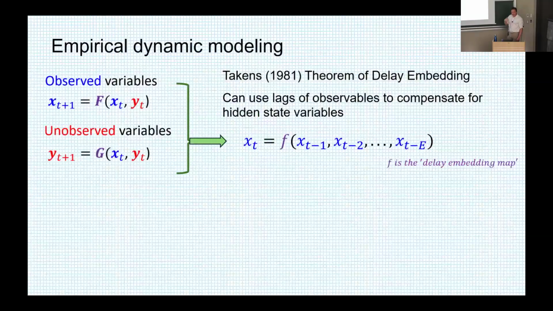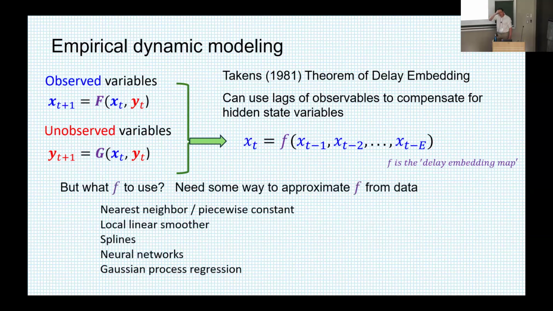Okay, so now Takens' theorem tells us that we can model the next state of the observed variables as a function of past values of the observed variables, but it doesn't tell us what function to use. Like many mathematical things, it proves existence, not what to do. Right, it's kind of useless. But so instead, we have to actually try and infer the delay embedding map from data. There are lots of different ways to go about that. There is no best way.